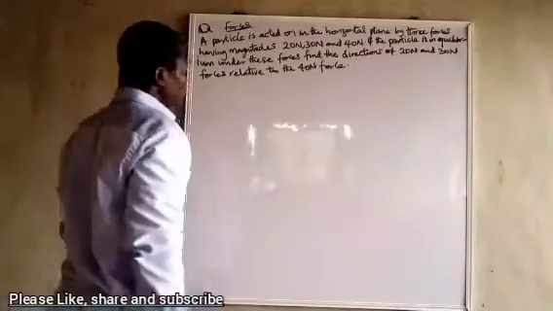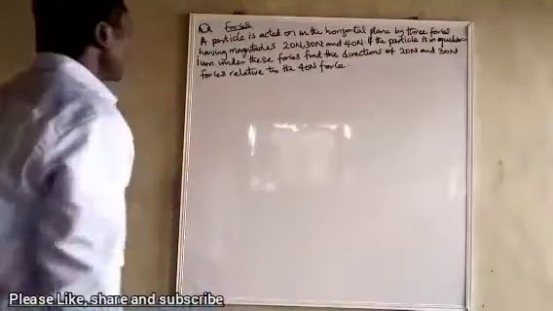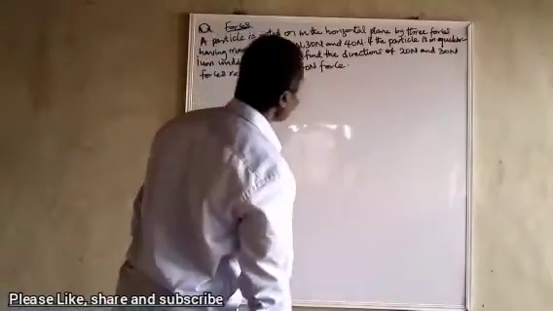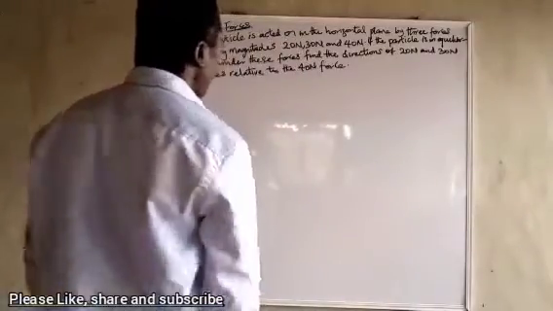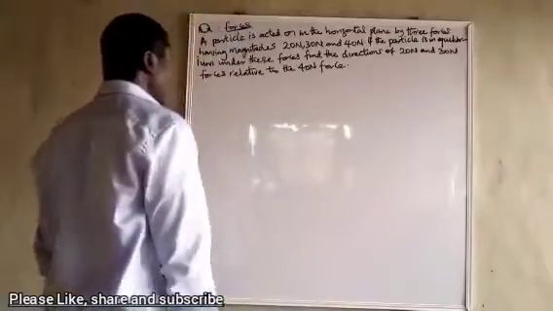A particle is acted on in the horizontal plane by three forces having magnitudes 20 Newton, 30 Newton, and 40 Newton. If the particle is in equilibrium under these forces, find the direction of the 20 Newton and 30 Newton forces relative to the 40 Newton force.